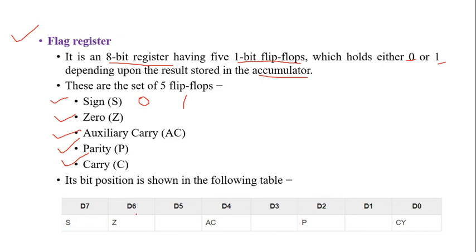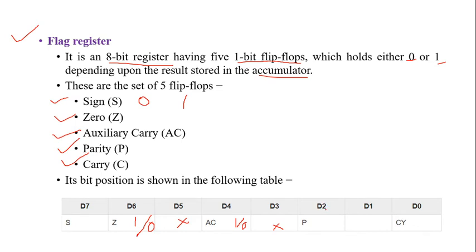Then after that is Z, the zero flag. If the result is 0, this flag is on, or we can say it is 1. Otherwise, if it is not 0, then it is going to be 0. Then after this is blank, and D4 is the AC, that is the auxiliary carry. If there is an auxiliary carry, it is going to indicate 1, otherwise it is going to indicate 0. Then after this is also blank.